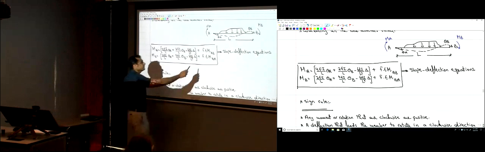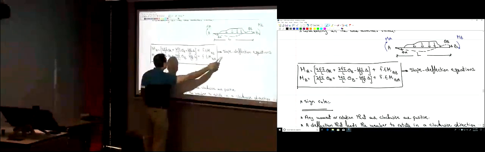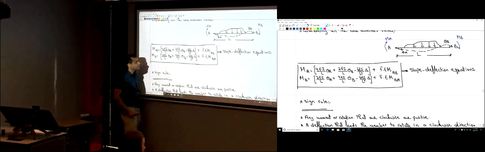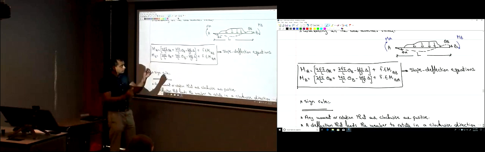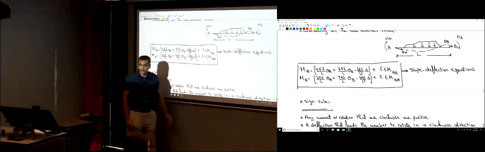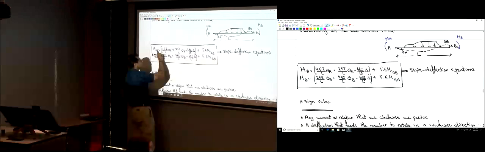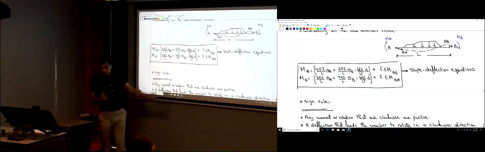So if you have a member like this, the moment at the ends comes from the slope deflection equation. It's 4EI divided by L multiplied by theta A, plus 2EI divided by L multiplied by theta B, minus 6EI divided by L squared delta. Delta is the differential deflection between point A and B, plus the fixed end moment at A. This is the slope deflection equation. It's not two different equations. It's one equation, written once at A and once at B. It's the same equation.